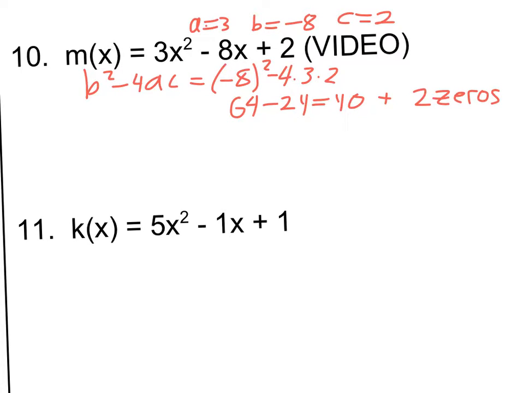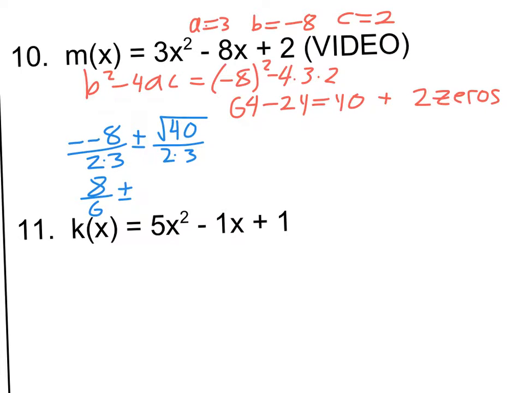Okay, quadratic formula time. -8 over 2 times 3, which is going to be +8 over 6, plus or minus the square root of 40 over 2 times 3. I'm totally fine if you leave this as 40 square rooted over 6.